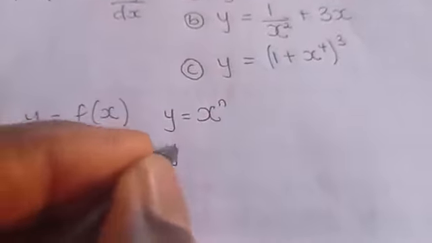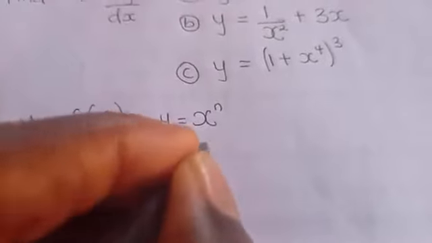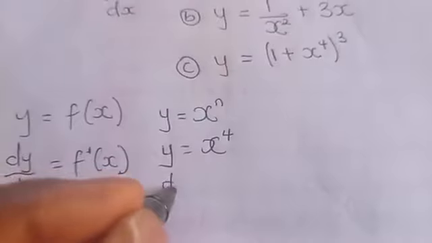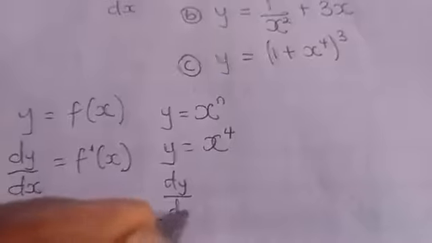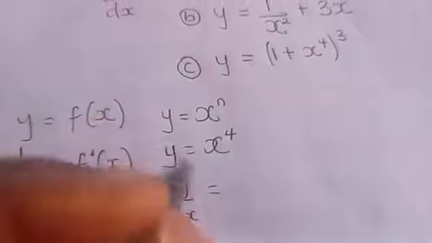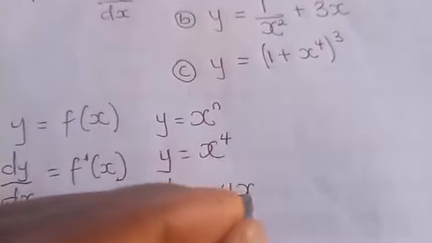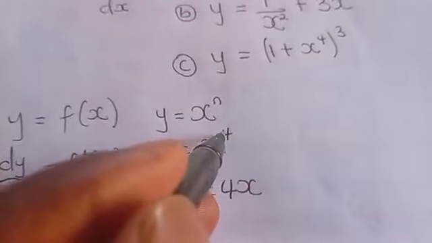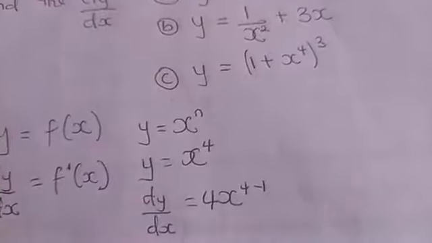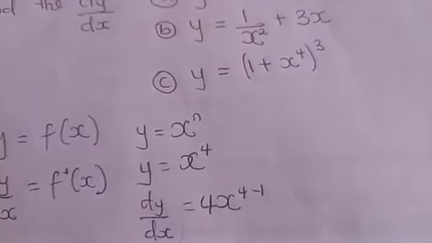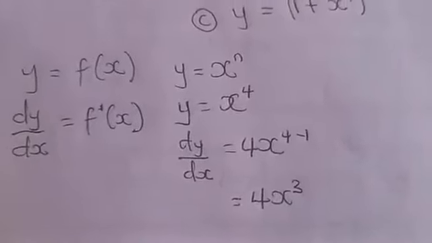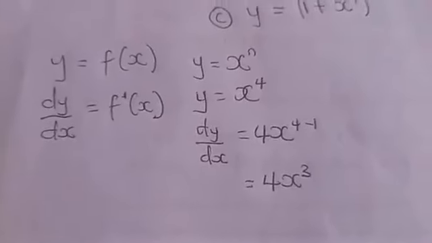If we are using numbers, if y is equal to x raised to the power of 4, what we are saying is the dy dx will be equal to, the power here will multiply the base, that's 4 times x, giving us 4x, and we'll subtract 1 from the power, that's going to be 4 minus 1, so that dy dx will be equal to 4x raised to the power of 3. So that's how to differentiate a function.